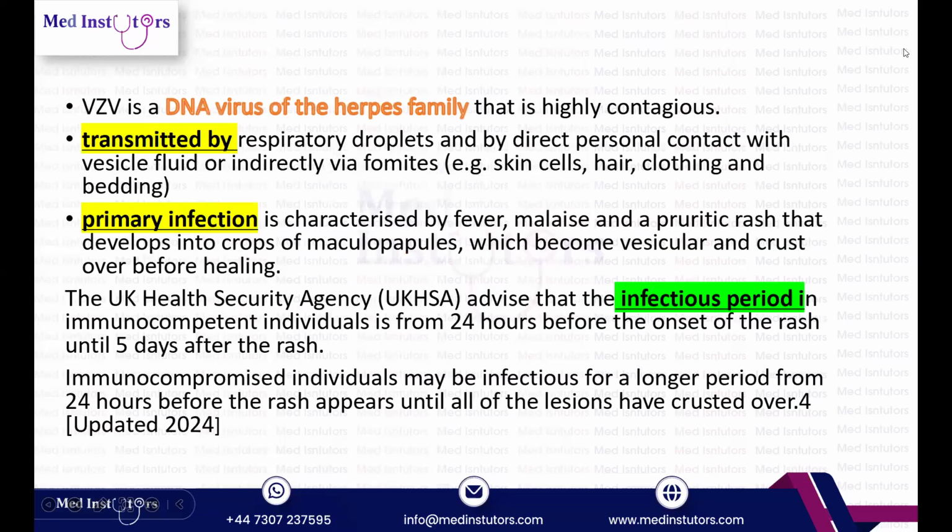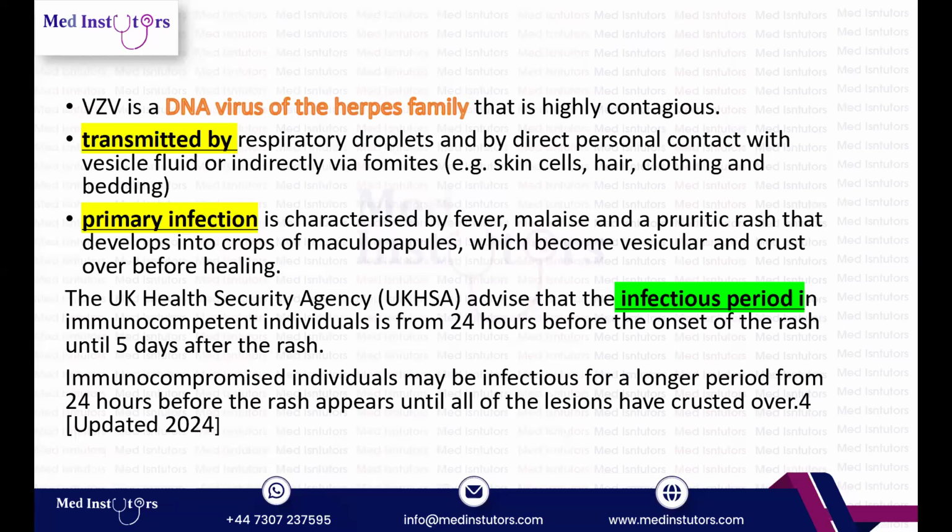We know that this chickenpox virus, the varicella zoster virus, is a DNA virus of a herpes family that is highly contagious. It is transmitted in 3 ways. Number one, the respiratory droplets, and by direct personal contact, that is a contact with the vesicular fluid, or indirectly via fomites. It could be any form, skin cells, hair, clothing, bedding, anything. Okay, so see how contagious it is.